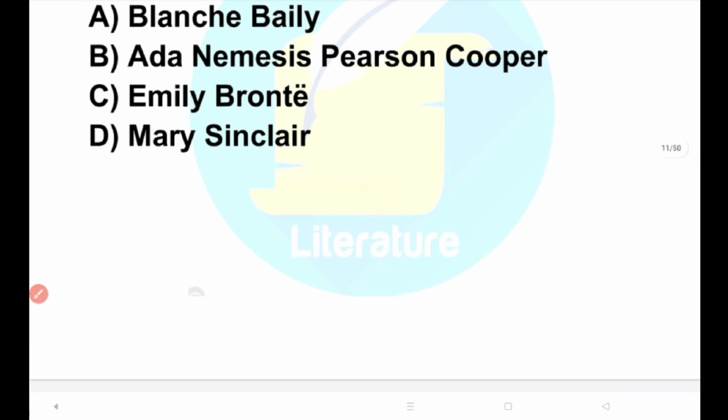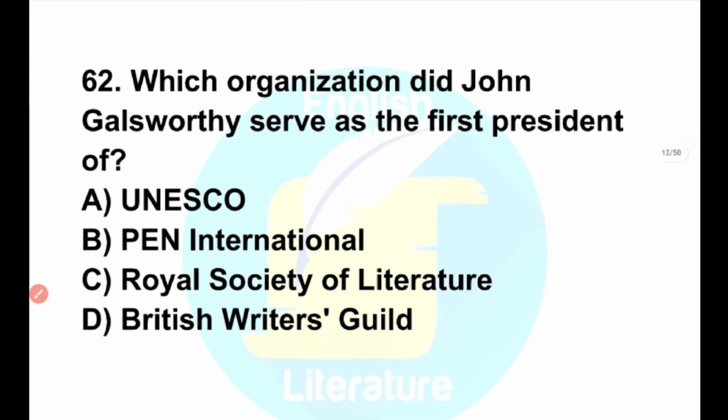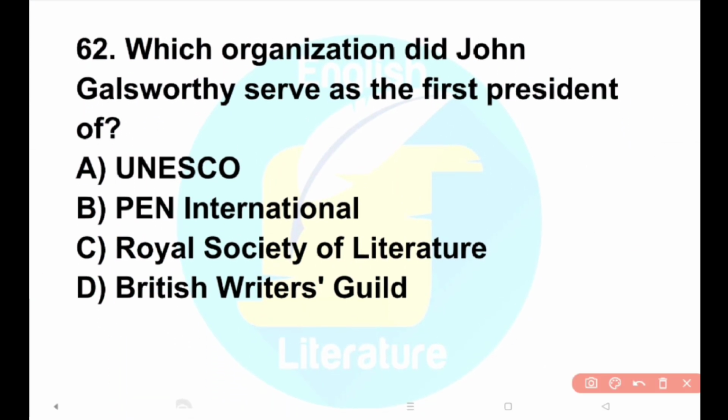Next, which organization did John Galsworthy serve as the first president of? Option B, PEN International. Galsworthy was founding president of PEN International in 1921, an organization promoting writers' rights and free expression.